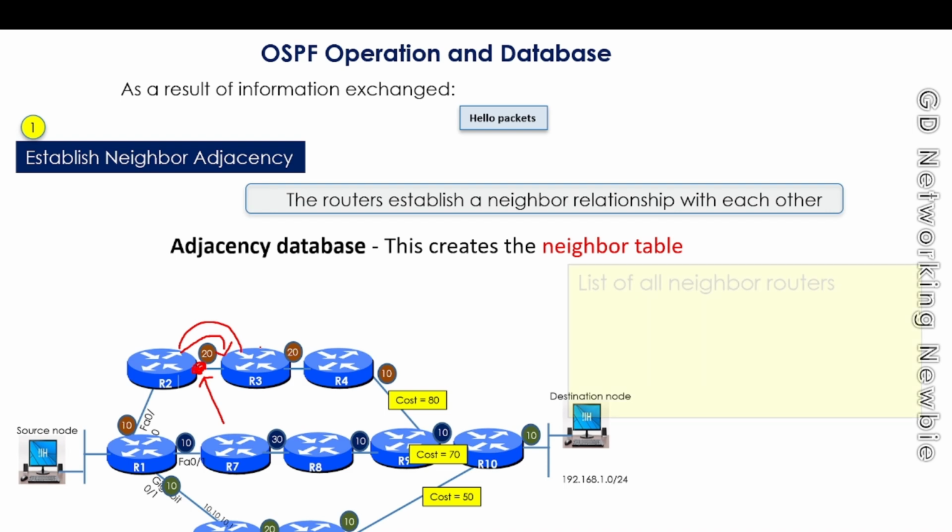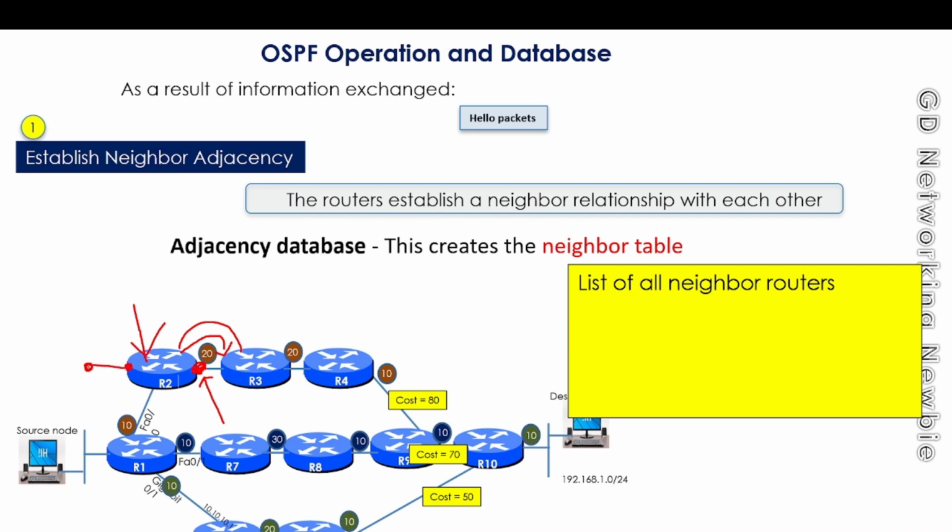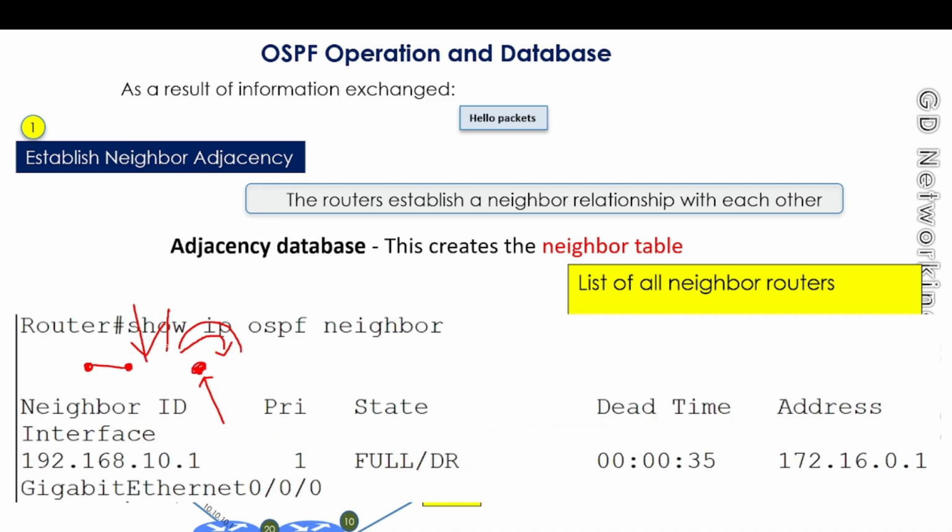On Cisco routers or switches, if you want to see this, by the way, this neighbor table will have a list of all neighbor routers. For example, if you focus on this router, it will have a list of all routers which are its neighbors, maybe one router here, maybe one router here. So this router will have information about all neighbor routers. If you want to see this on Cisco devices, we can use the command show ip ospf neighbor, and it will give a list of all the routers which are neighbors of the particular router where we are using this command.